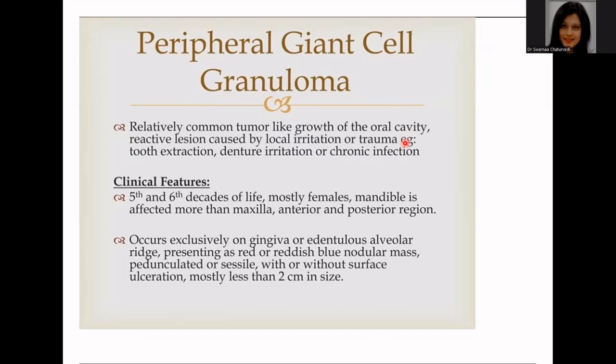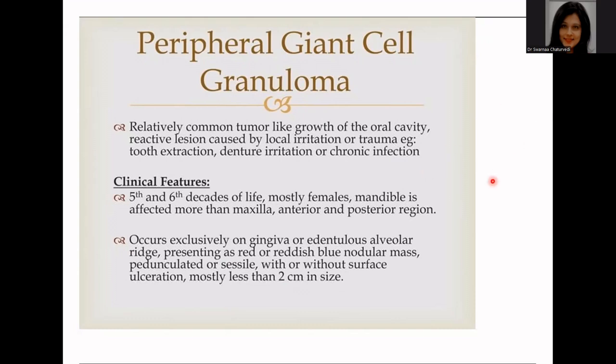All right, so the next lesion is peripheral giant cell granuloma. It's a relatively common tumor-like growth of the oral cavity, and it is a reactionary lesion to local irritation or trauma, like a denture causing irritation, a chronic infection, or tooth extraction. Looking at the epidemiology, it happens in the fifth and sixth decade of life, with a female predilection. The site of involvement is mostly the mandible, more than the maxilla, in the anterior and the posterior region.